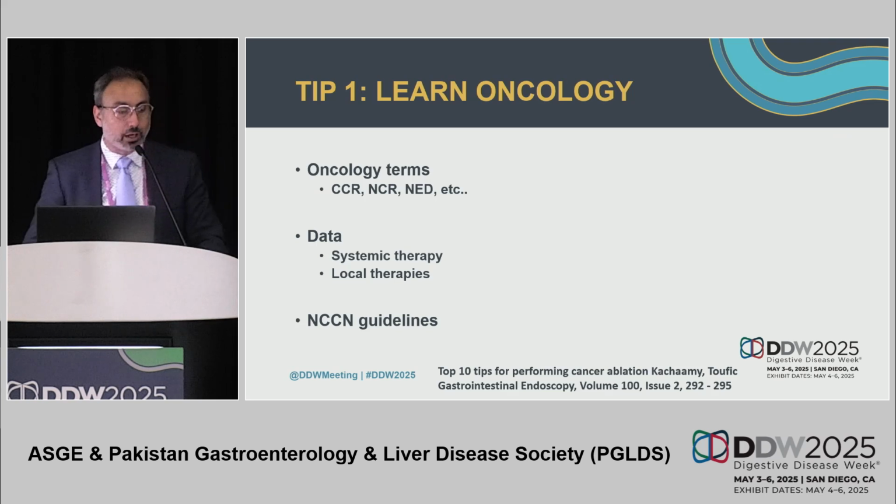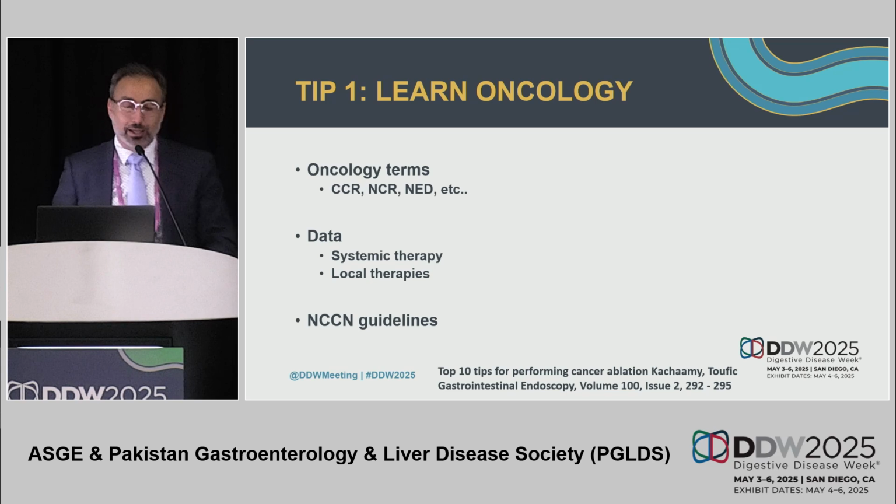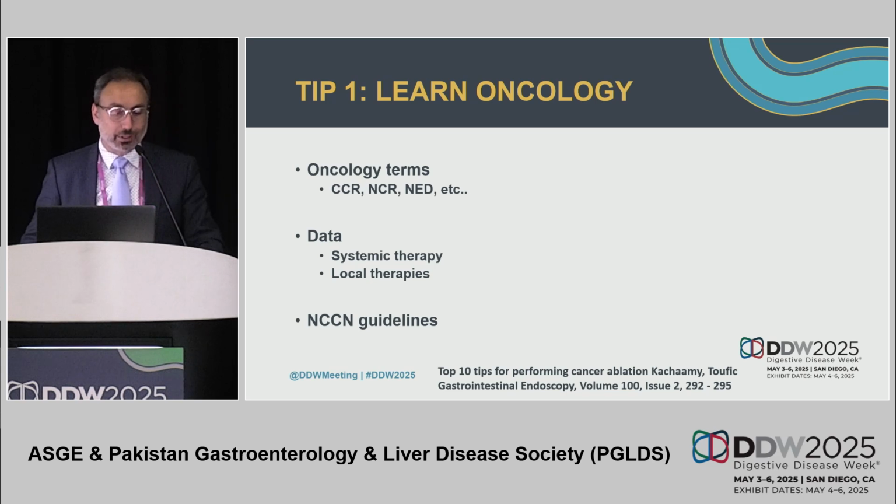So the tip number one that I want to talk about is learn oncology. When we are going to provide cancer care and be a part of the multidisciplinary team, we need to speak the same language and understand what the oncologists are talking about. So terms like complete clinical response, near complete response, no evidence of disease, progression-free survival, et cetera. We need to be able to understand what they mean when they talk about that, and we need to be able to talk the same language so they see us not as a gastroenterologist, but as an endoscopic oncologist. So learning oncology also requires learning data on disciplines outside of our discipline.